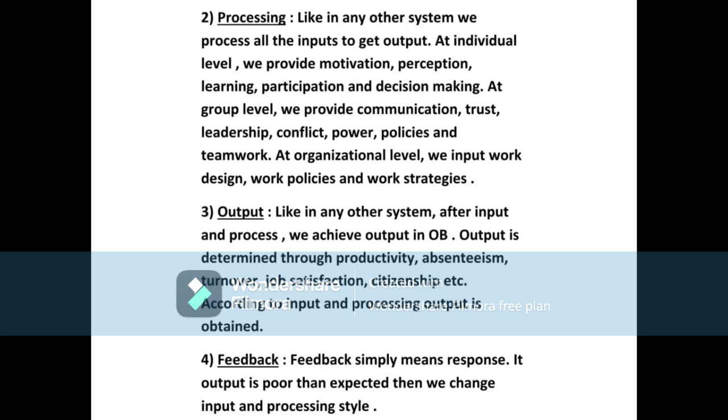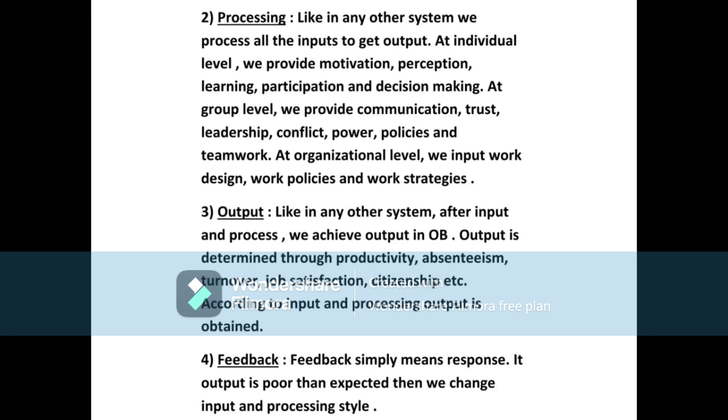So how can we measure the output? Through productivity only, or else through absenteeism. Productivity in the sense, for example, if we produce 500 units per day, by processing, meaning by application of all the above said features in processing, we may see the productivity go from 500 units to 700 units or maybe 1000 units, like that. So that is the increase in the productivity of a product.